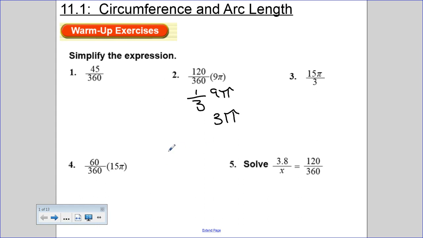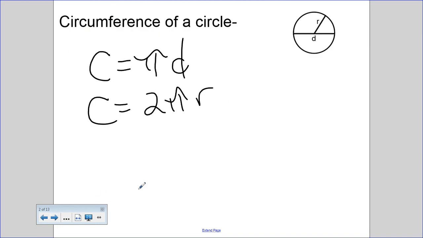So we're going to be doing this today. We're going to be writing proportions that involve the degree measure. We're going to be comparing with circumference, and we're going to have to cross multiply and create proportions. To review, the circumference of a circle is pi times diameter, or if you're given the radius, double the radius and multiply it by pi. So it depends on what you're given.